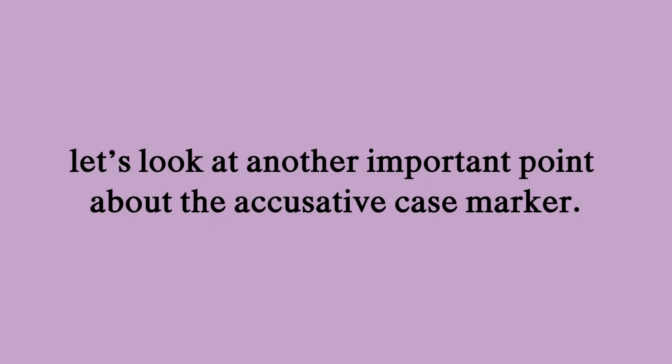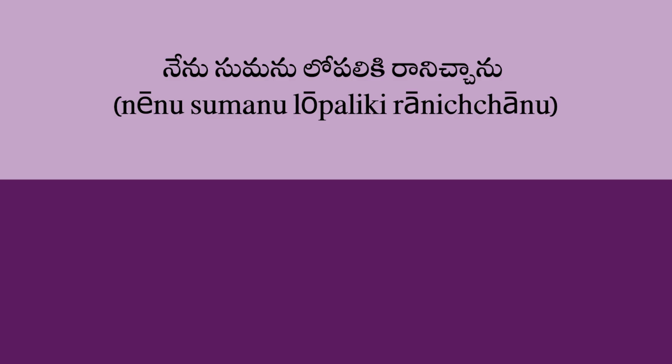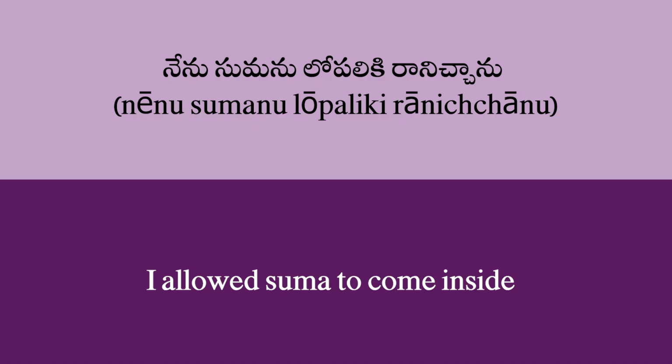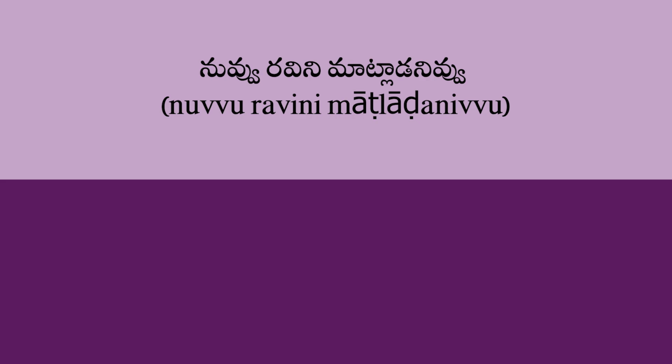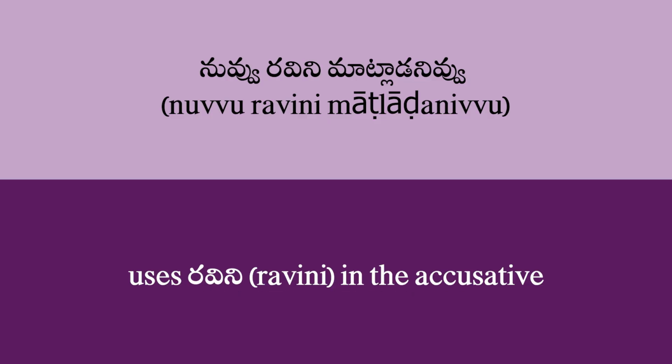Next, let's look at another important point about the accusative case marker. The accusative case is also essential in permissive and causative constructions. In permissive verbs, the person allowed to perform the action is in the accusative case. To illustrate, నేను సుమను లోపలికి రానిచ్చాను. I allowed Suma to come inside. Marks Suma as the direct object. Similarly, నువ్వు రవిని మాట్లాడనివ్వు. You allow Ravi to talk. Uses ravini in the accusative.